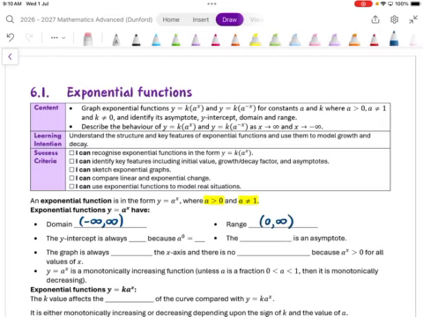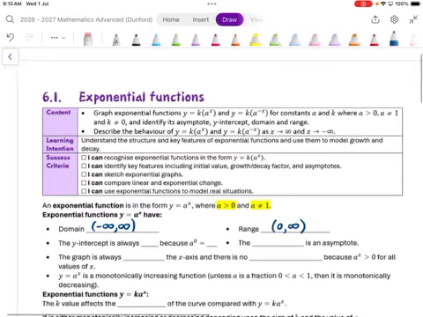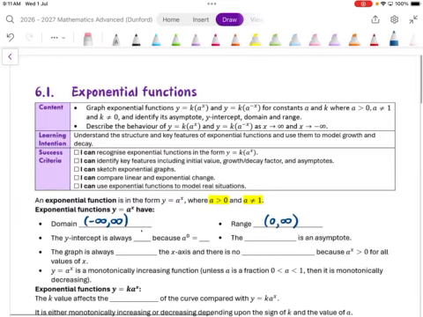We have that the y-intercept is always going to be 1. This is because a to the power of 0 is in fact 1, because anything to the power of 0 is 1. We have that our range is 0 to infinity. So that's telling us that we have an asymptote at our x-axis.